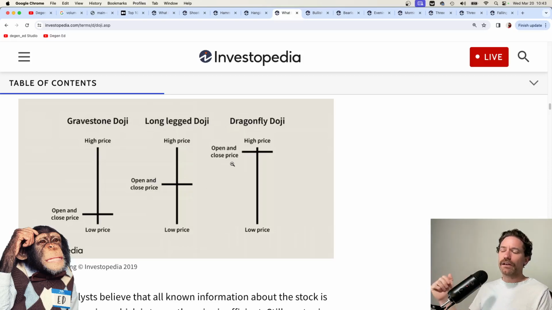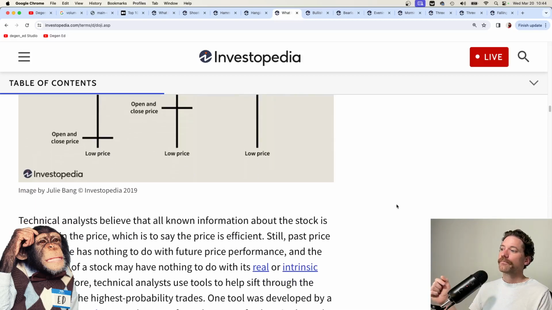And then a dragonfly doji, where you do have the doji, the open and close, right around the top. This could be a bottoming tail, suggesting that following a downtrend that you might see a reversal. So this is a good one to be looking for, as well as the gravestone doji, because that suggests a top. Dragonfly doji suggests a bottom, whereas the long-legged doji suggests indecision.